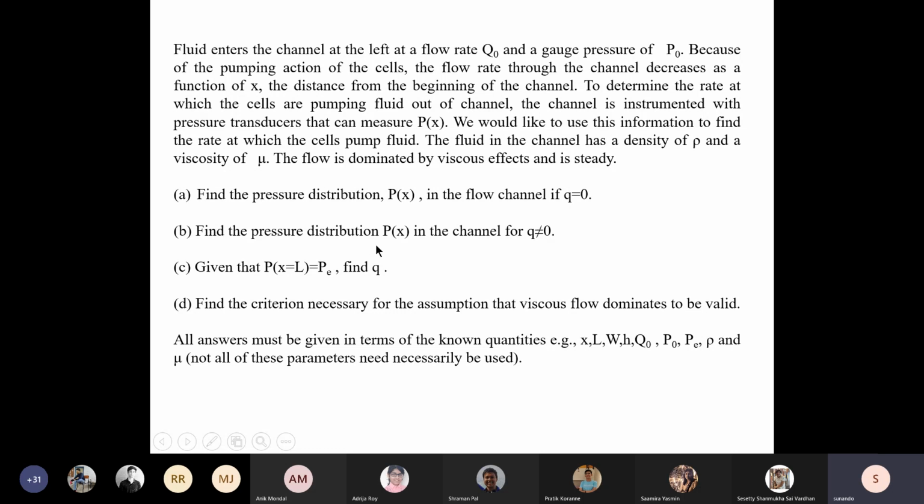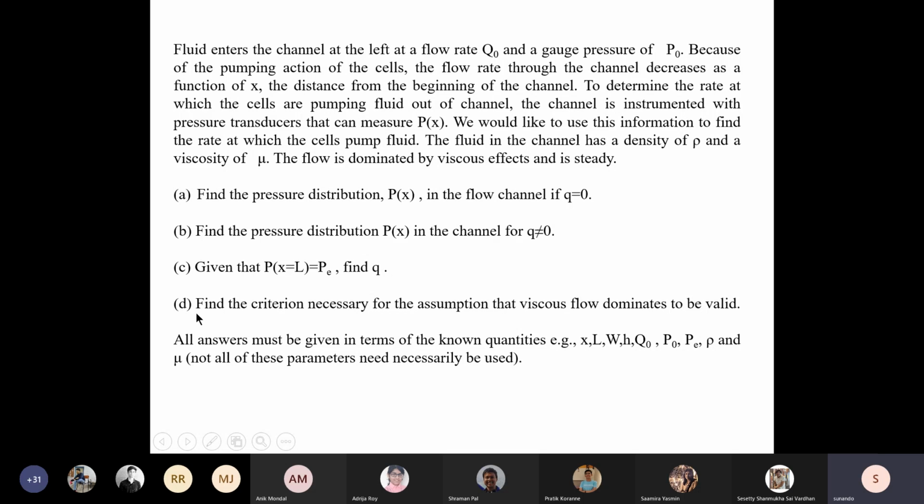So we have to find out what is q, because the purpose of your experimentation is to find out how much these epithelial cells can transport the liquid and the drug along with it to the other side. So through instrumentation, I know what is P_E, I know what is P naught. So I need to find out what is the leakage rate.